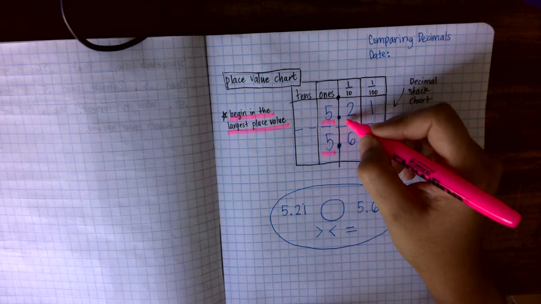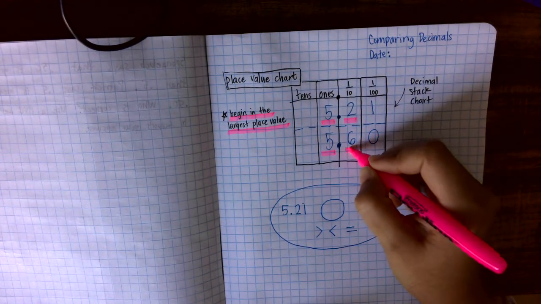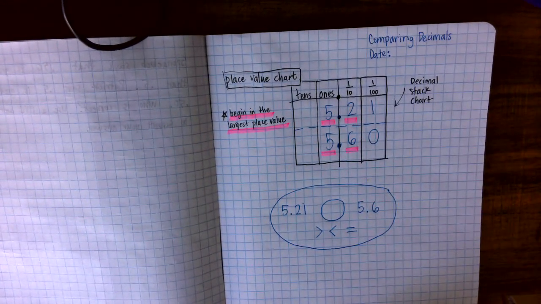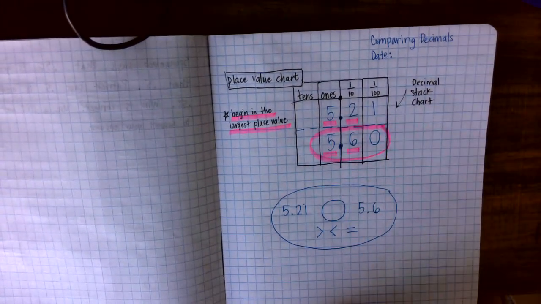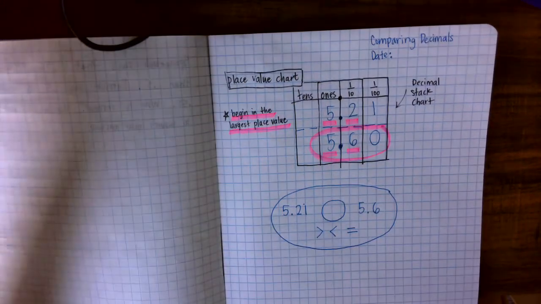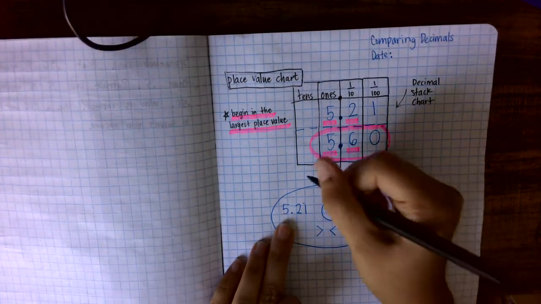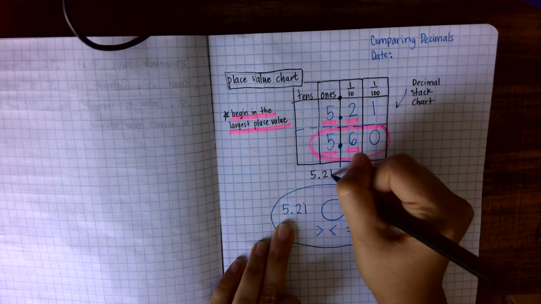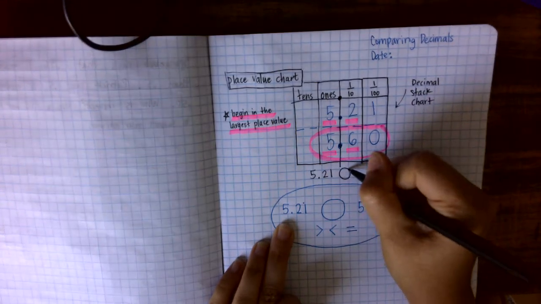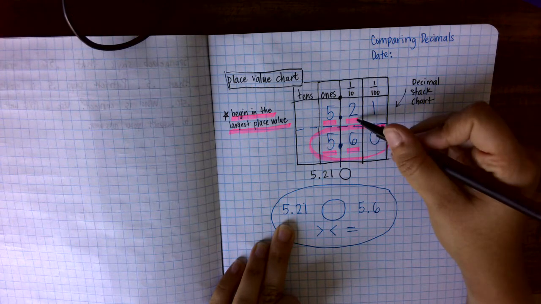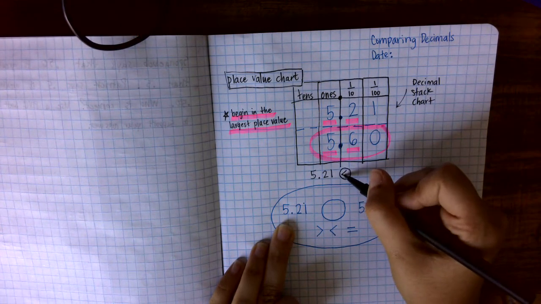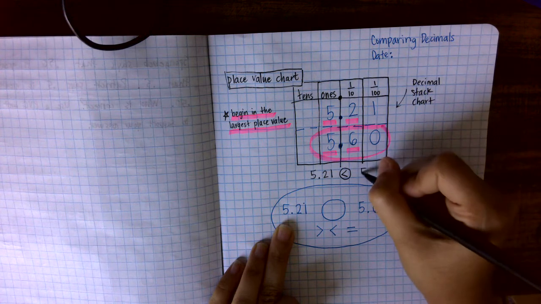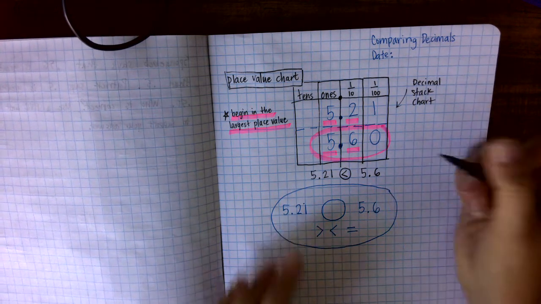Let's look at 2/10 or 6/10. Right away, which one is greater? 6/10. So I am going to circle it, and then I'm going to write my answer. 5 and 21/100 is actually greater than or less than. Well, look, this one's greater, so this one must be less. So the less than sign is this way. Is less than 5 and 6/10.